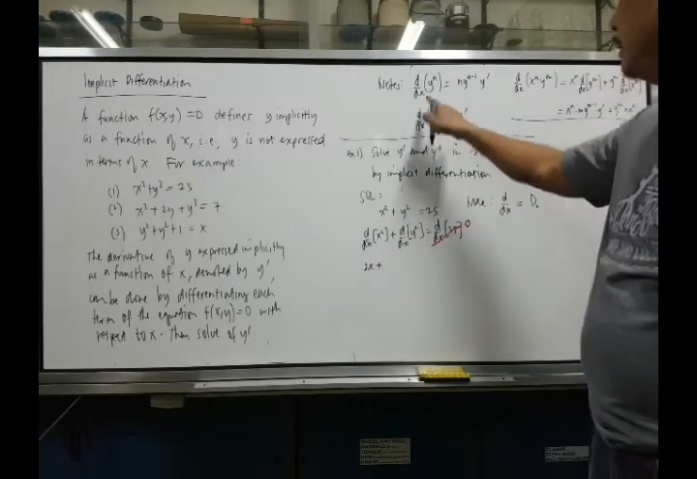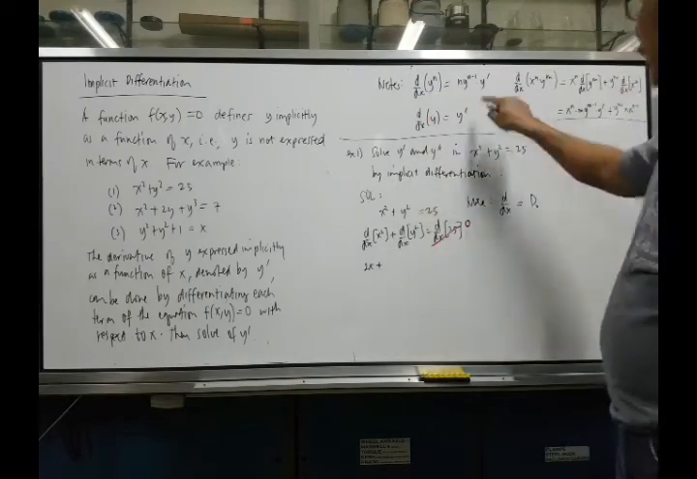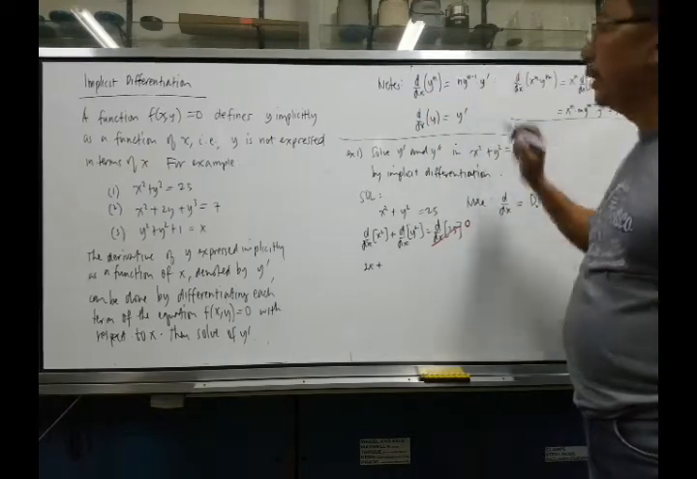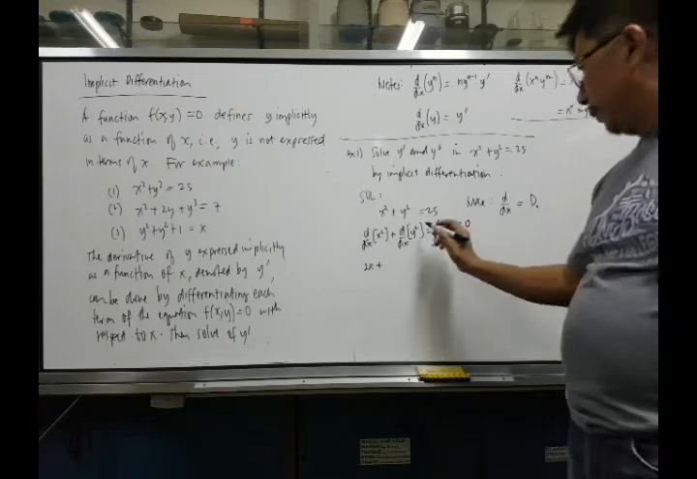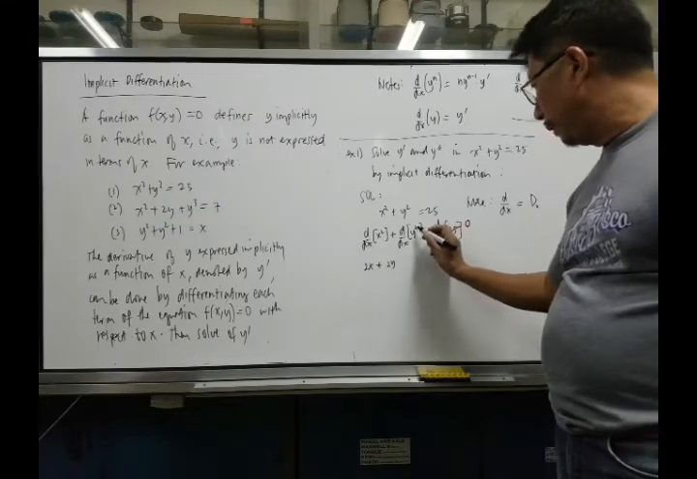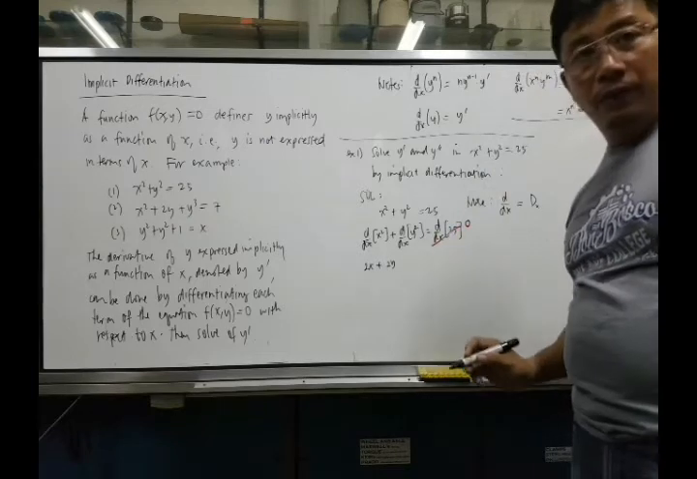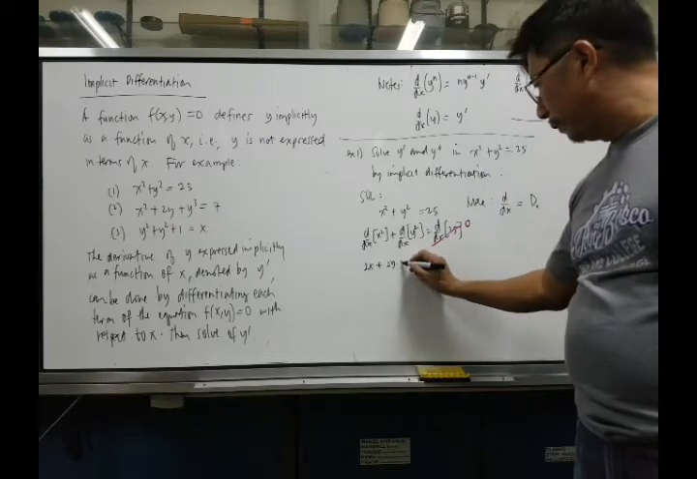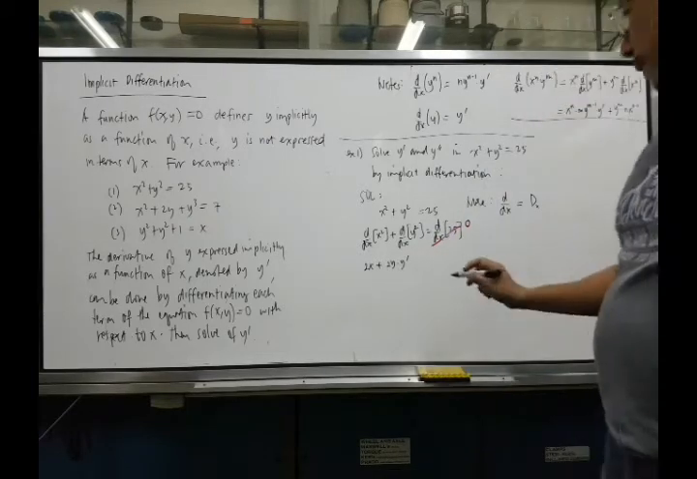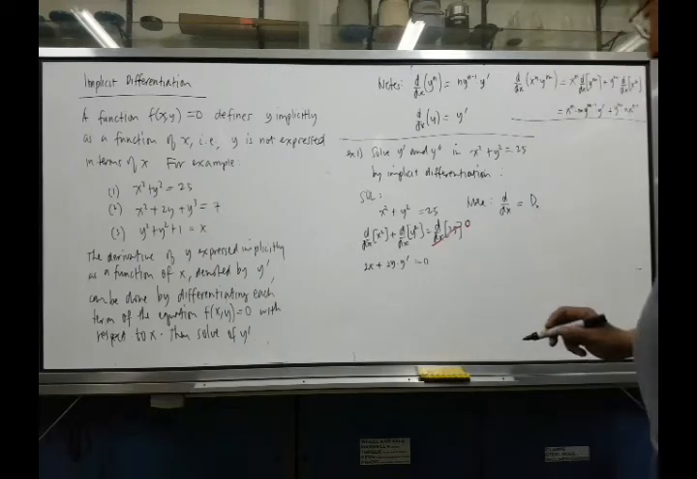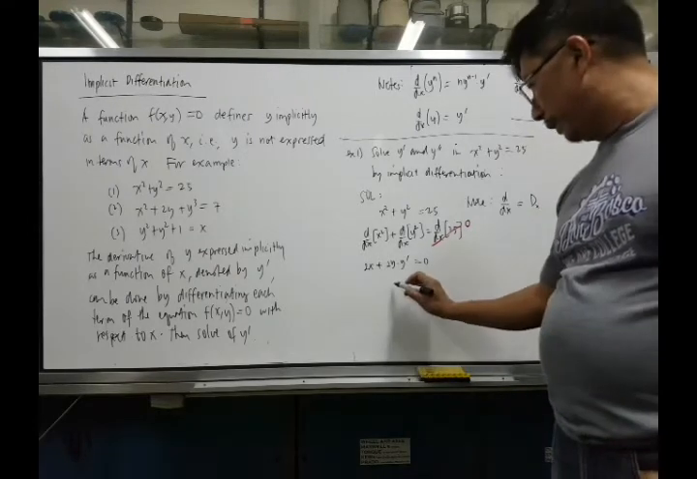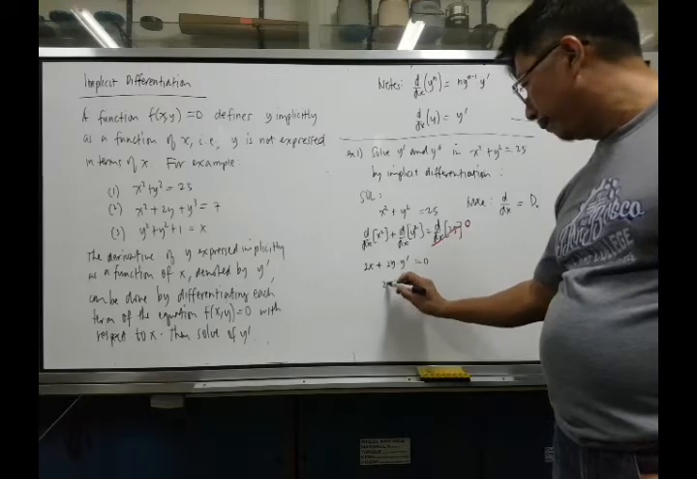Now we are differentiating y to the n with respect to x. You will always end up with y prime. And so this will be 2y, because according to the power formula, n y to the n minus 1. So we will use the exponent, and don't forget to write y prime. Since the right side is a constant, its derivative is 0, so we can just solve for y prime.